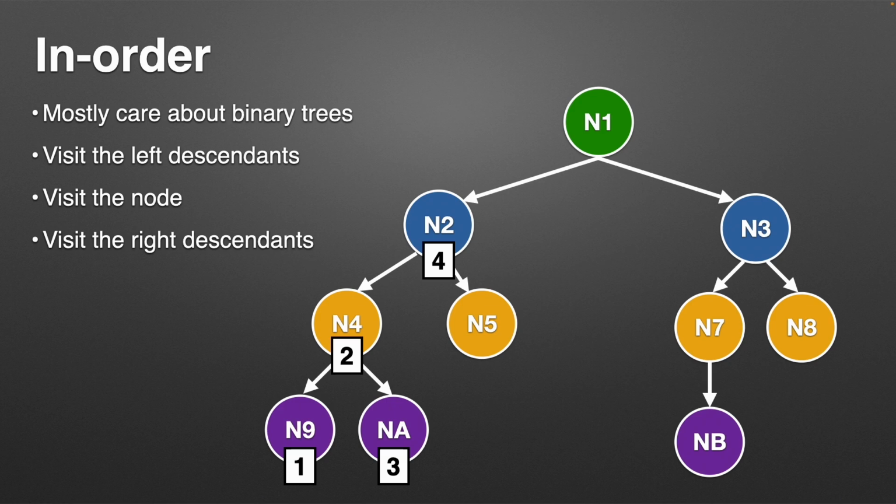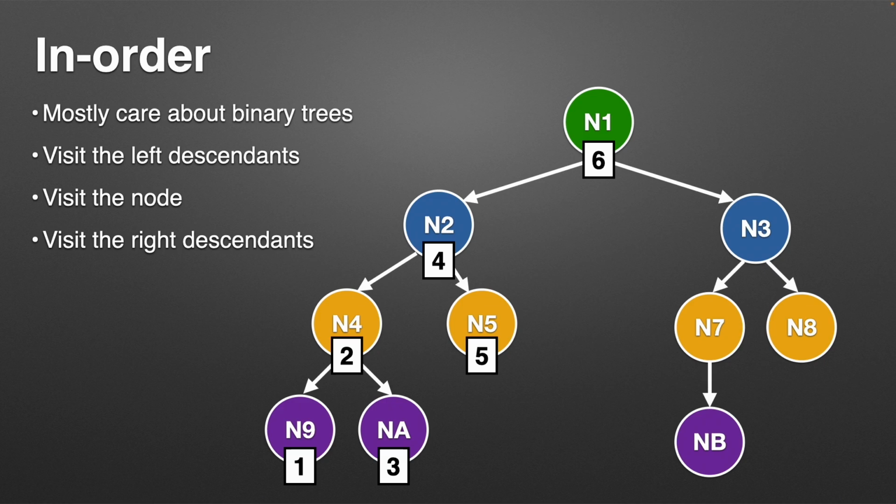Guess as to where we're going next. N5, yep. All right. So now we've done this whole left side of the tree. We'll go back up to N1, which we will visit, since we have visited its left. And next we visit the right, which it does have.